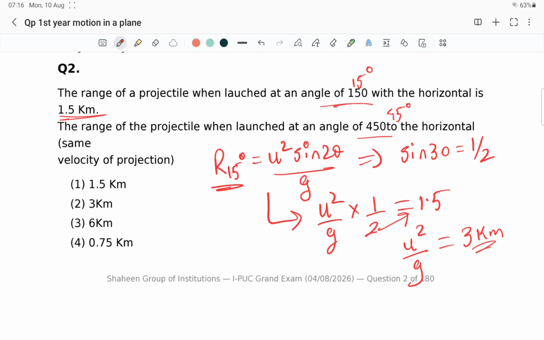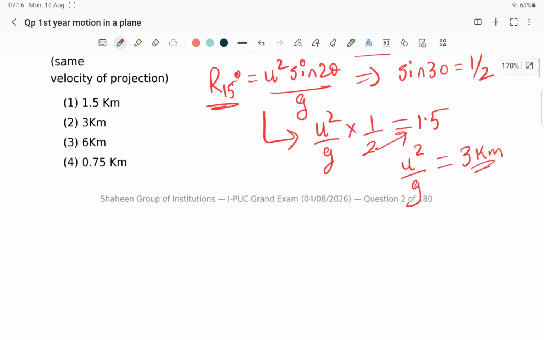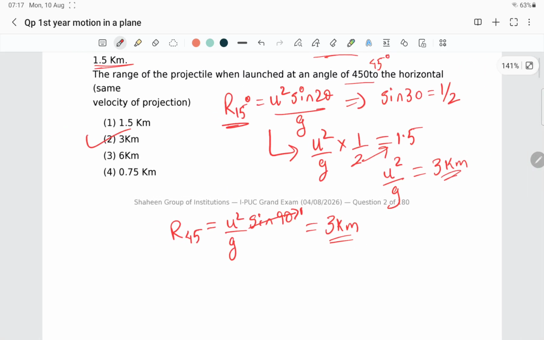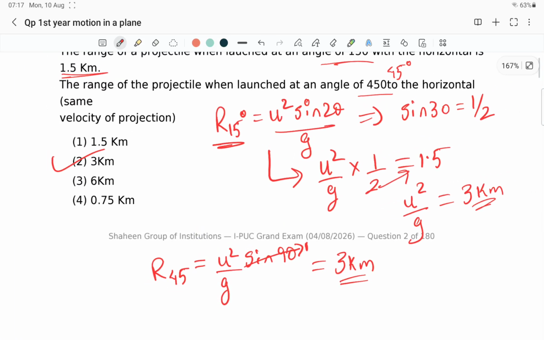Using this you can find it for 45 degree. How much will it be for the 45 degree one? Let us try to find out. So 45 degree, what happens to r 45? Formula is u square by g sine 2 theta. Sine 2 theta becomes sine 90, which is 1. So u square by g itself is the answer, which is 3 kilometer that we have found out. So option 2 is the right answer. You can just make a note of the solution that I have given.